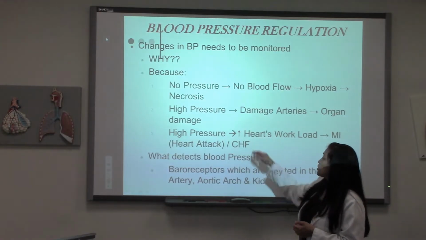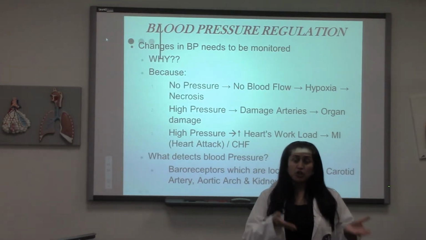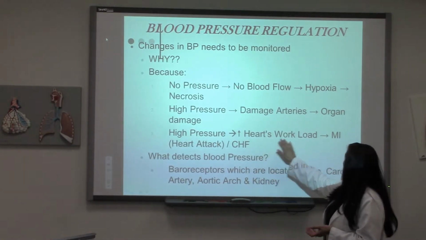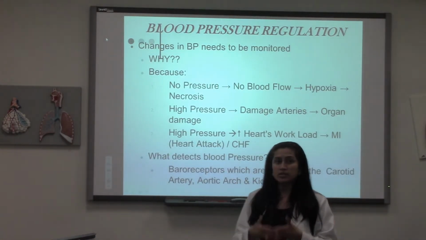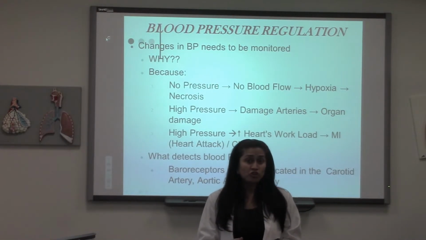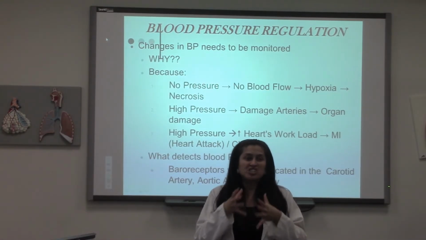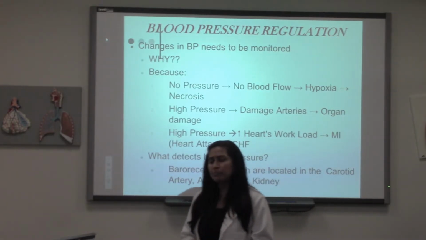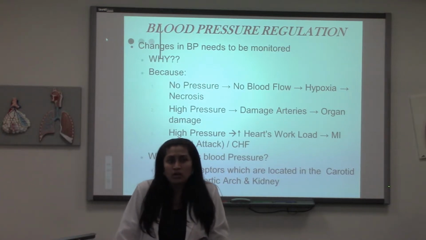High blood pressure leads to increased workload on the heart. So if you have high blood pressure, your heart has to work harder. If your heart has to work harder, then basically it's going to cause myocardial infarction, which is heart attack, or congestive heart failure, meaning your heart is just being pooled with blood. Now let me ask you, if you have high blood pressure, why is it an increased work on your heart?